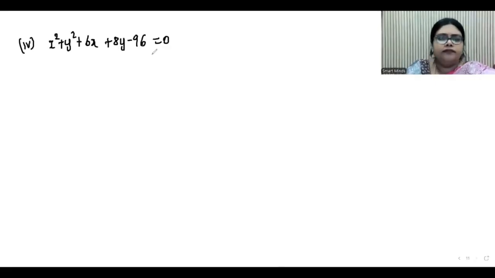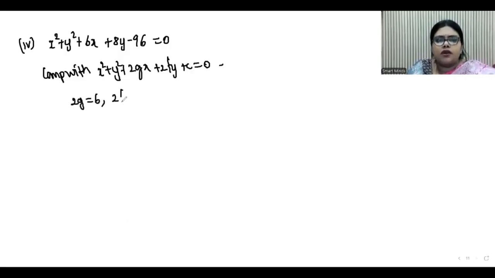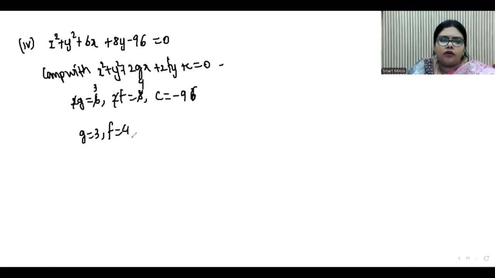Take the next question. x² + y² + 6x + 8y − 96 = 0. Comparing with the general equation x² + y² + 2gx + 2fy + c = 0, 2g is equal to 6, 2f is equal to 8, c is equal to −96. So g is 3, f is 4, c is −96.